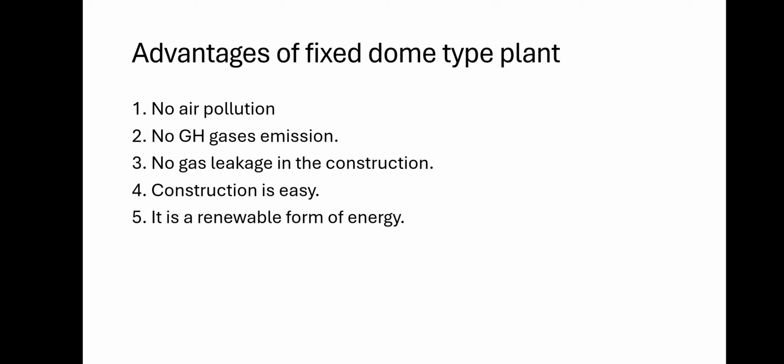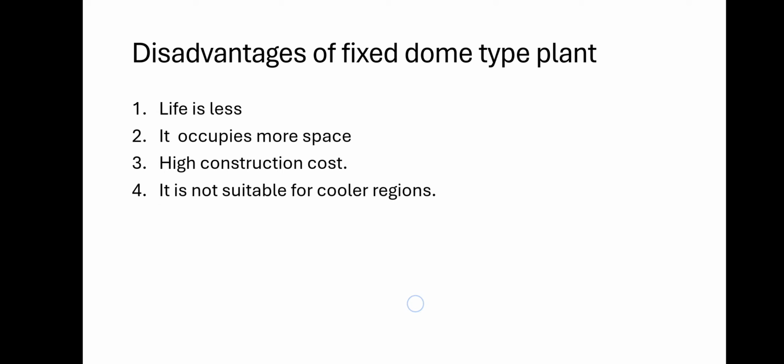Advantages of the fixed dome type biogas plant: there is no air pollution, no greenhouse gas emission, no gas leakage in the construction. Construction is easy, and it is a renewable form of energy. Disadvantages: life is less, it occupies more space, high construction cost, and it is not suitable for cooler regions. Thank you.